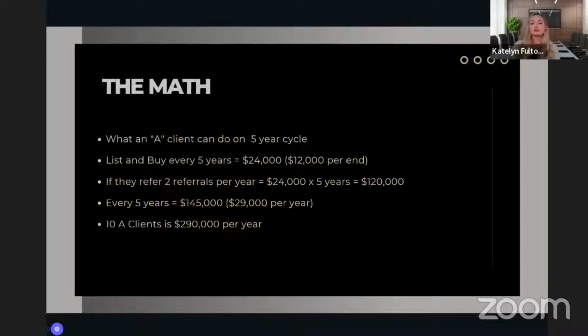Over 5 years, that's $120,000 in your pocket just from this one client. Every 5 years, $145,000, so $29,000 per year. And if you have 10 A+ clients, that's $290,000 per year. So just under $300,000 if you can get 10 really good clients that refer you a couple of people every year.